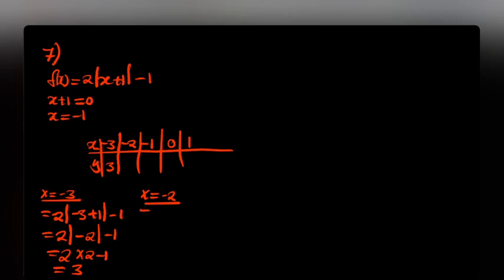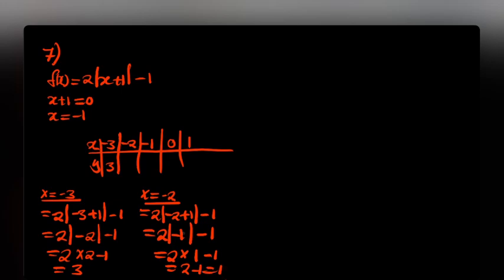Then we have 2, the modulus, and where there is x we put -2. So -2 plus 1, then minus 1. So we have 2, then -2 plus 1 is -1, minus 1. So this is 2 times the modulus of -1, the absolute value, which is +1, minus 1. So 2 times 1 is 2, minus 1, this will give us a 1. So here we have a 1.